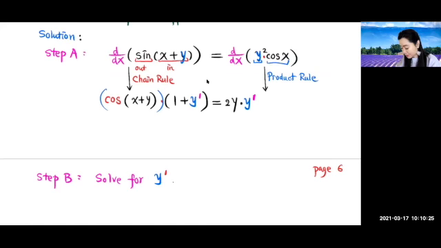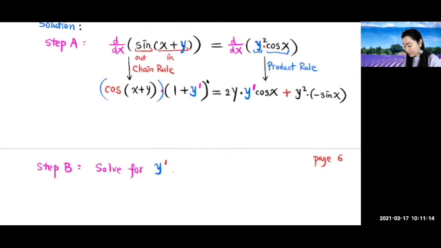So by the product rule over here, we're going to have the derivative of this first function y squared, which is 2y times y prime, times the second function, so times cosine of x. Then adding the first function, y squared, times the derivative of the second function. The derivative of cosine x is negative sine x. So times negative sine x over here.